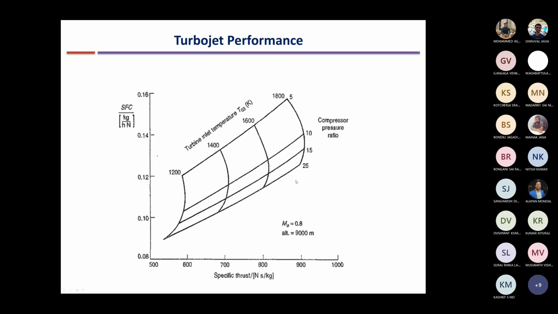So it gives us a range of typical values of RC and turbine inlet temperature. You can see that we need very high turbine inlet temperature and very high compressor pressure ratio for commercial types of aircraft.